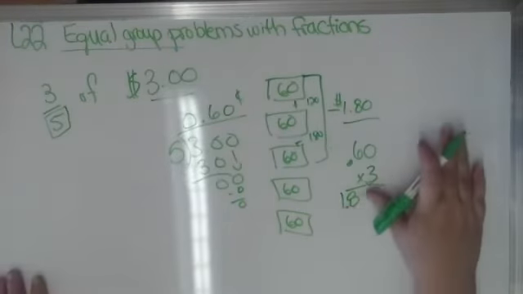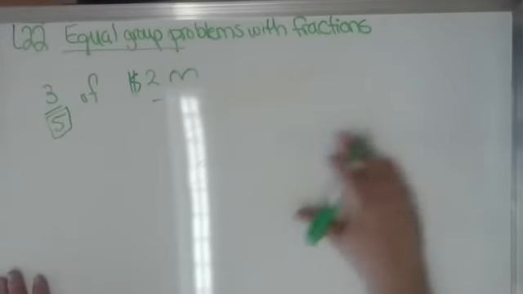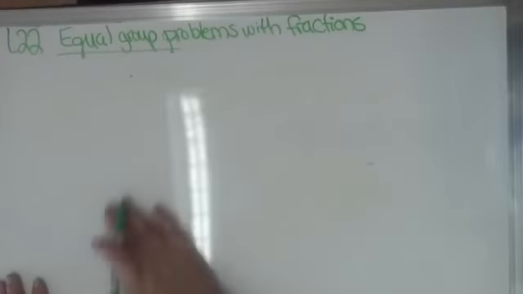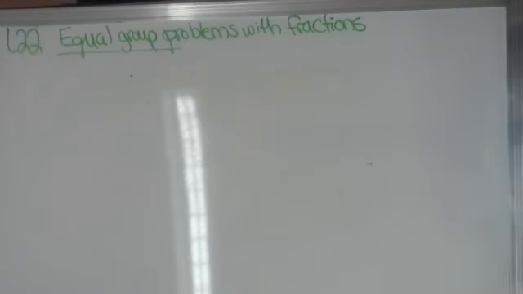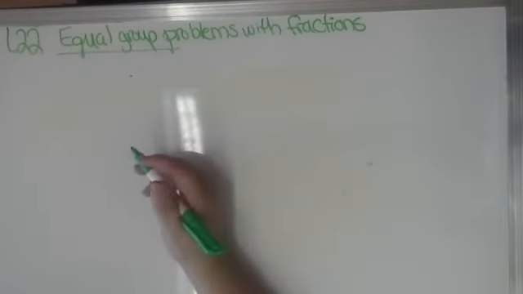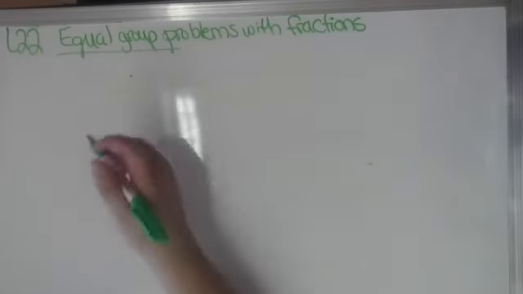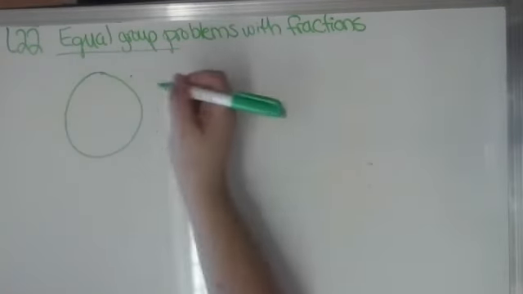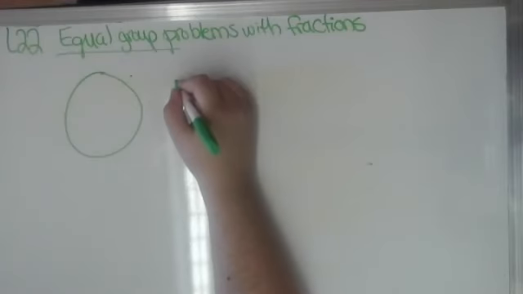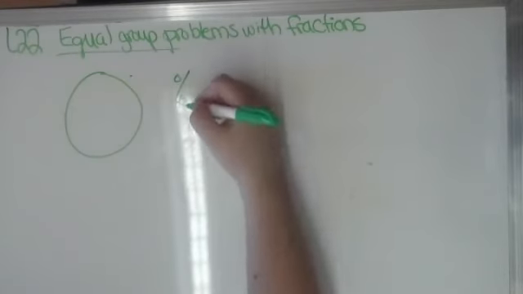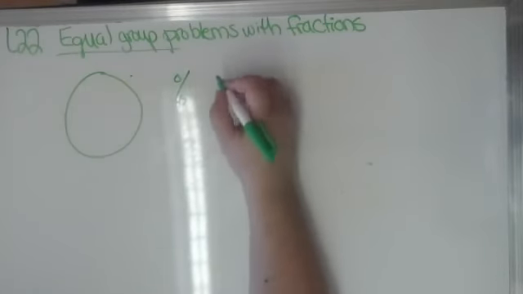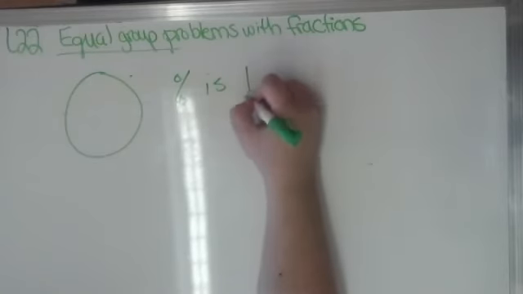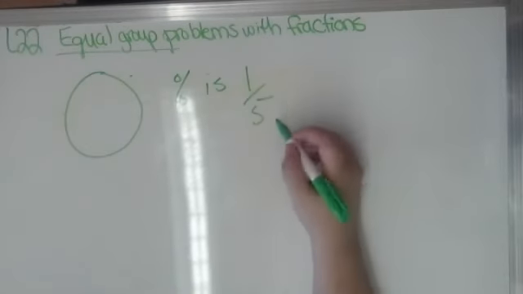Let's take a look at one more together. Let's take a look at percentage. So what percent of a whole circle? So I have a whole circle, okay? And we're looking for what percent, that's my percent sign, of the circle is 1/5, okay?